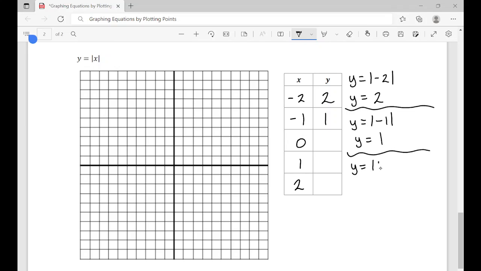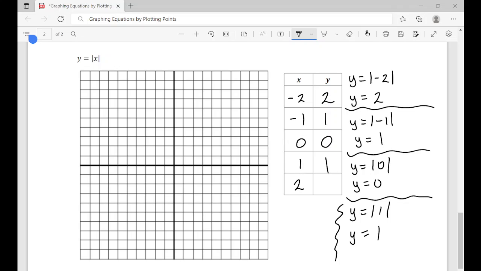Next, y equals absolute value of 0, which is going to give me 0. Again, nothing too bad. I'm going to plug in 1, y equals absolute value of 1, which is going to give me 1 as well. And then last, going to plug in 2, so y equals absolute value of 2, which is going to give me 2. So I got all my points now.